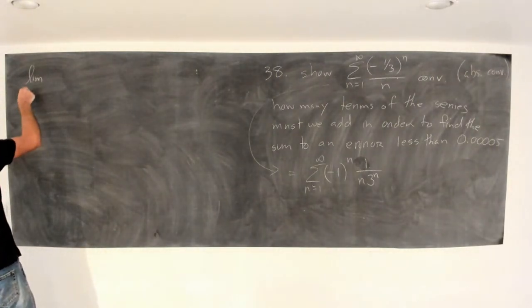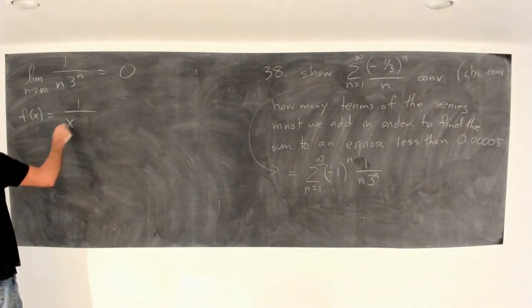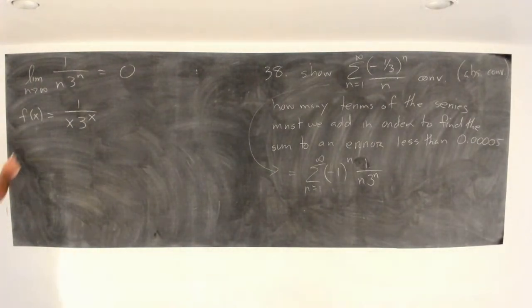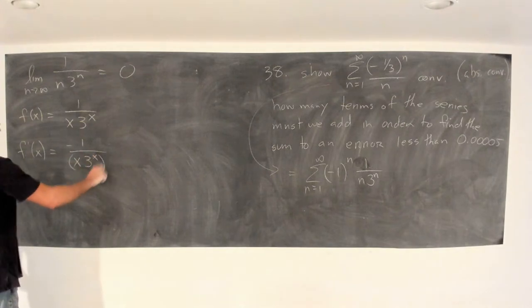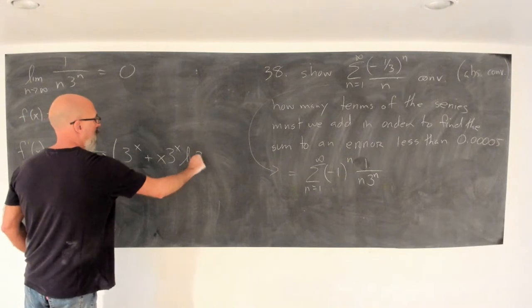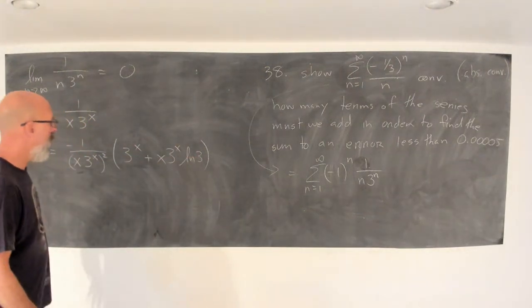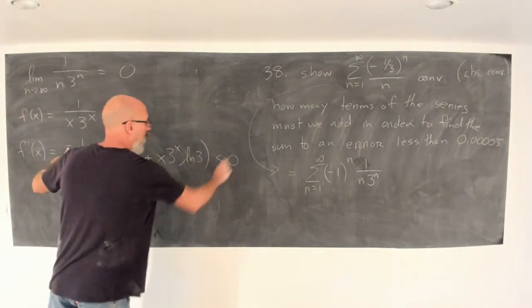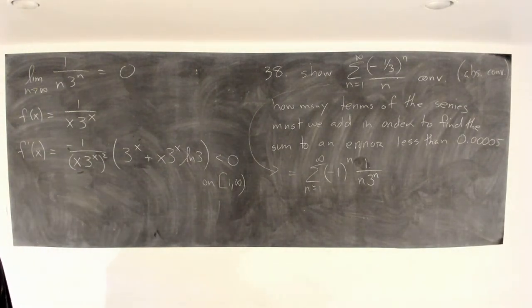Clearly, the limit as n goes to infinity of 1 over n 3 to the n is 0. And if you define f of x as 1 over x 3 to the x, let's take the derivative, which is negative 1 over x 3 to the x all squared times the derivative of the inside, 3 to the x plus x 3 to the x ln 3. The denominator is positive. This is positive. Everything is positive except for this negative. So this whole thing is negative on the interval 1 to infinity. So you know that it is decreasing to 0. It satisfies the hypotheses of the alternating series test.